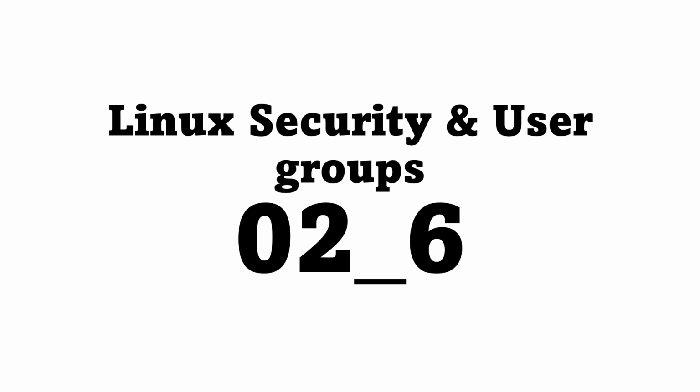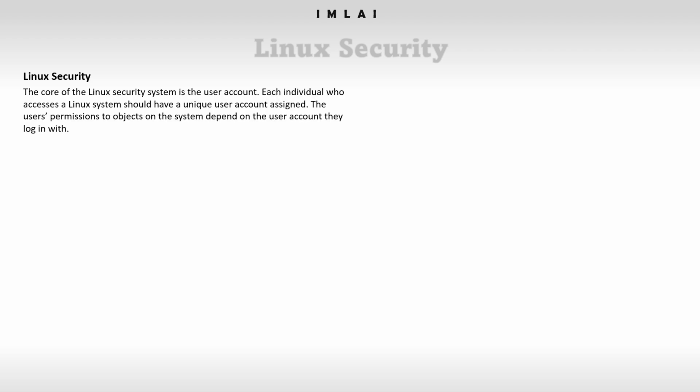Now let's look into Linux security and user groups. No system is complete without some form of security. There must be a mechanism available to protect files from unauthorized viewing or modification. So the Linux system follows the Unix method of file permissions, allowing individual users and groups access to files based on a set of security settings for each file and directory.